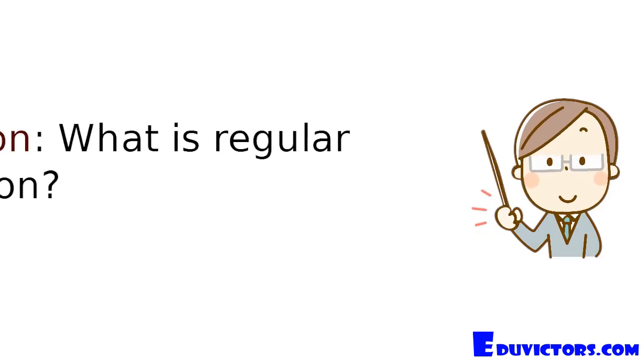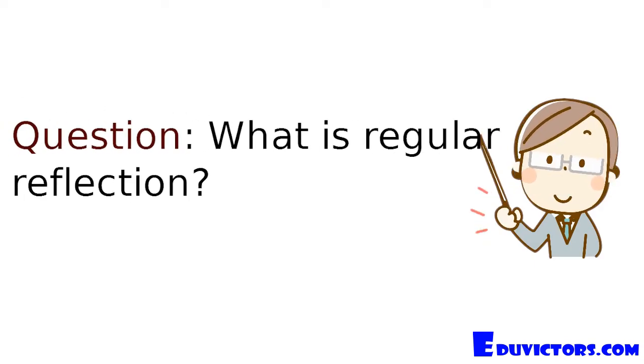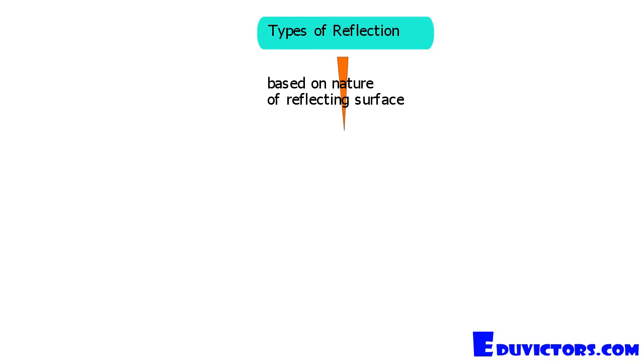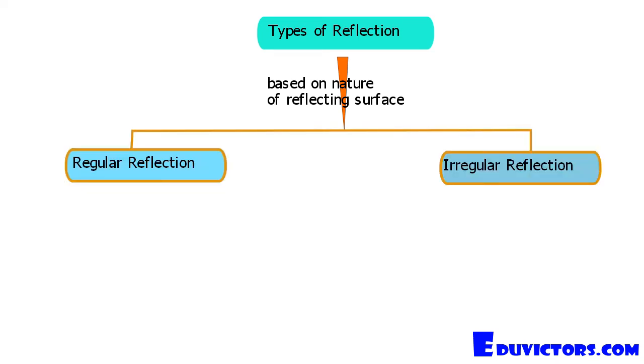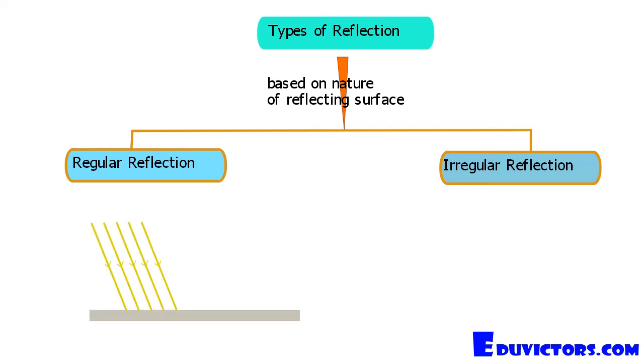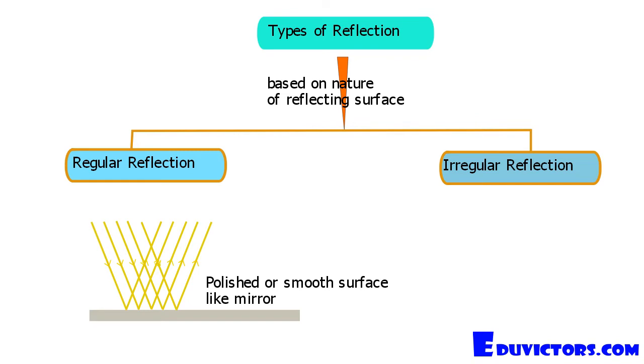What is regular reflection? Reflection of light is of two kinds depending on the nature of reflecting surface, regular reflection and diffused or irregular reflection. When the reflecting surface is very polished and smooth, the light that falls on it is regularly reflected. This phenomenon is known as regular reflection. Regular reflection takes place on highly polished or smooth surfaces, for example plane mirror.